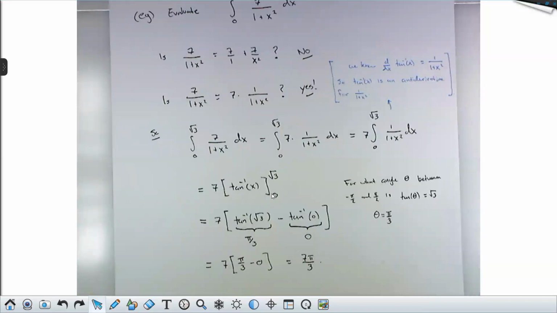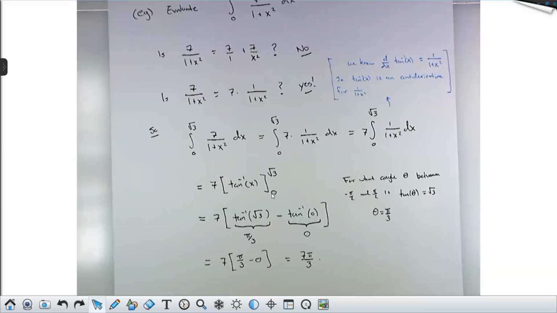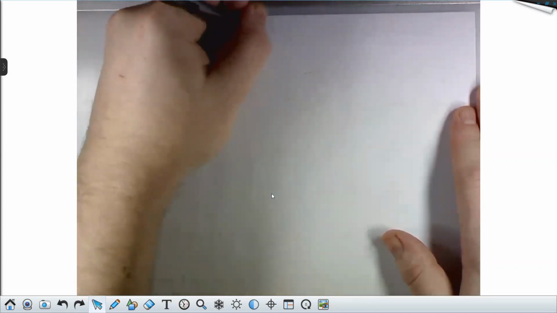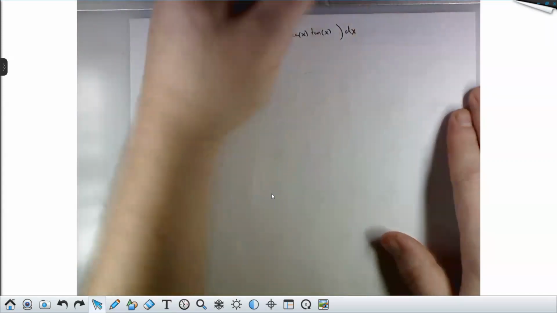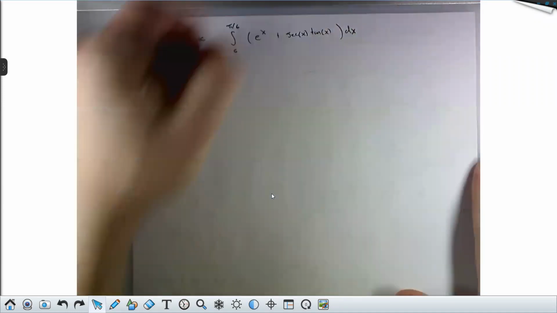First, any questions on how we did this? Any of the algebra, any of the trig? Okay, let's try one more. Let's evaluate the integral from 0 to pi over 6 of e to the x plus secant x tangent x dx. Now this is a 0 dot here.